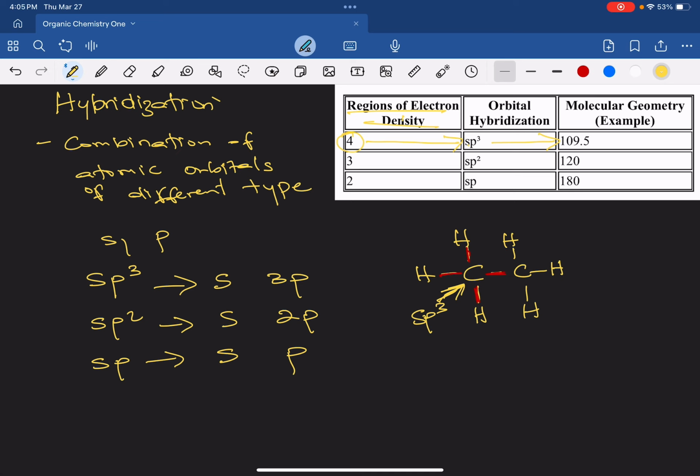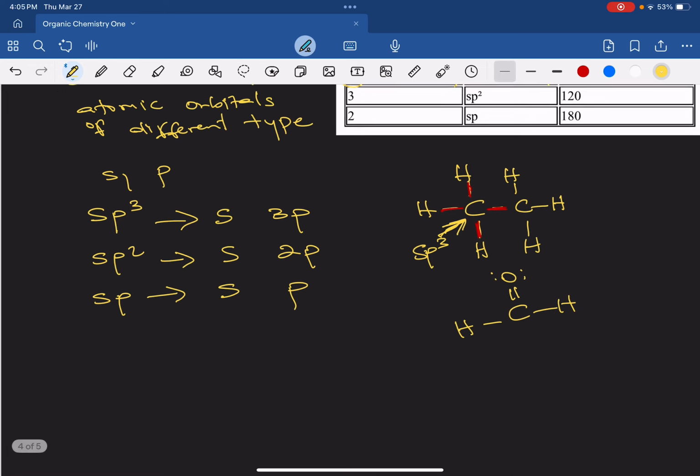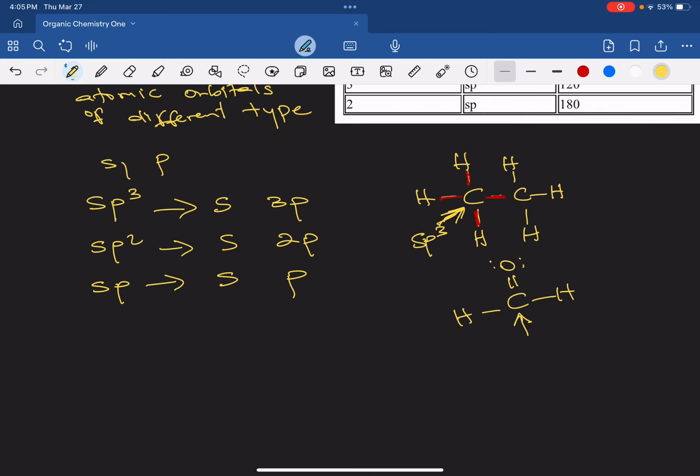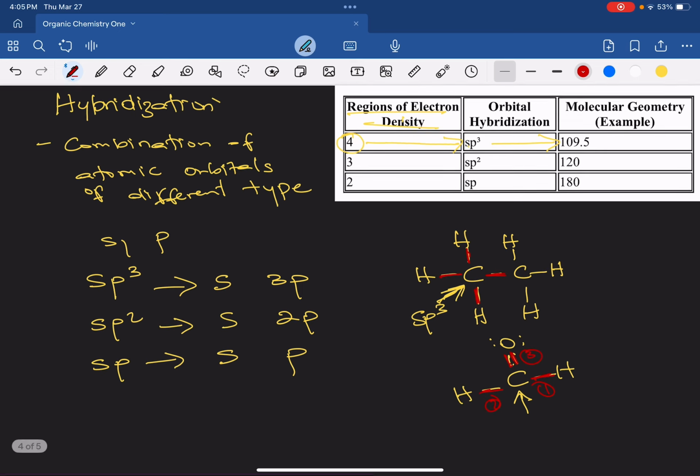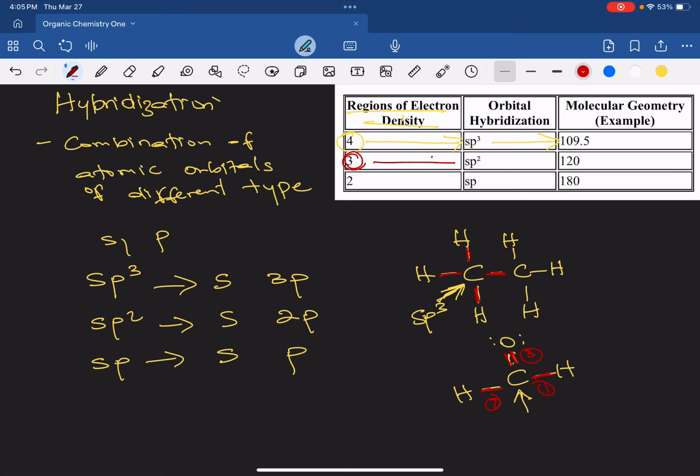Let's do another example. Let's say you're asked what is the hybridization of the carbon in formaldehyde. So you need the hybridization of that carbon. Let's count our regions of electron density again: 1, 2, 3. Remember your double bond is only one region, so we have 3 regions. Go to your table: 3 regions of electron density. We have an sp2 hybridized carbon, and your bond angle here is 120. Anything that is sp2 will be 120. Anything that is sp is 180. Anything that is sp3 is 109.5.